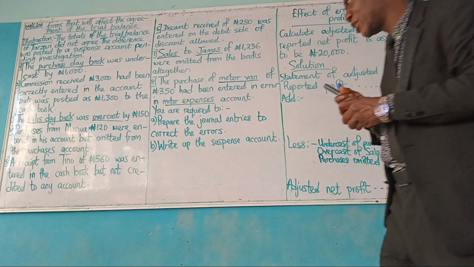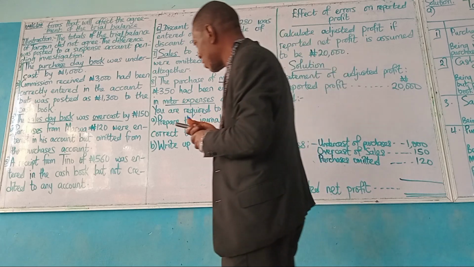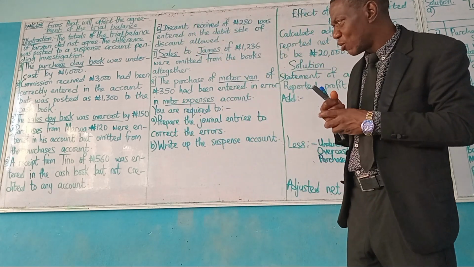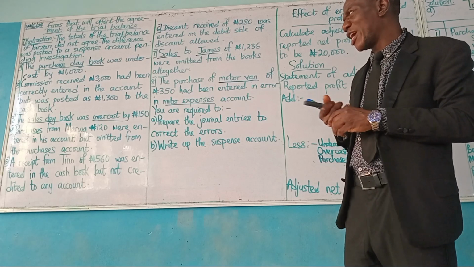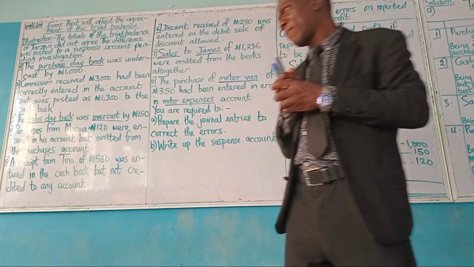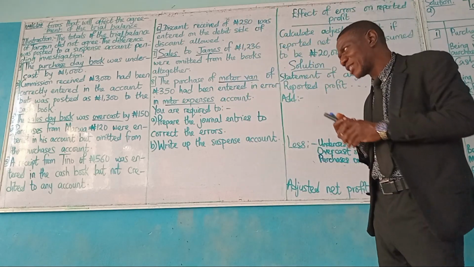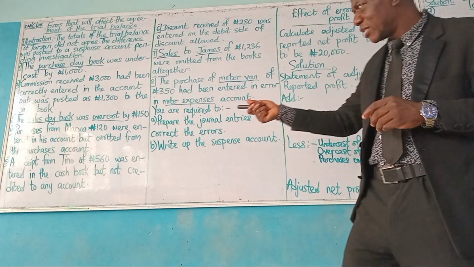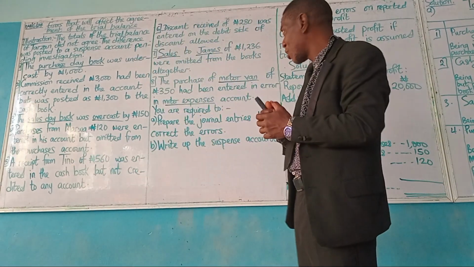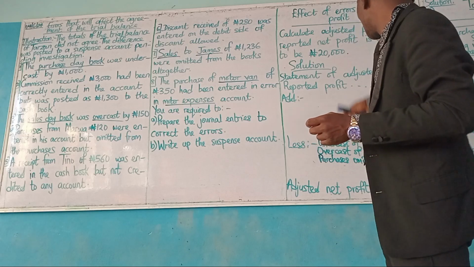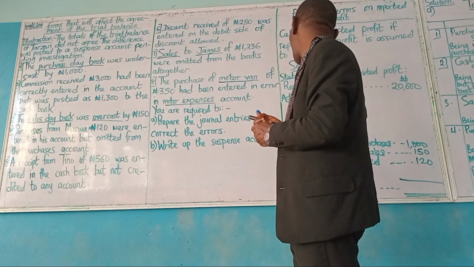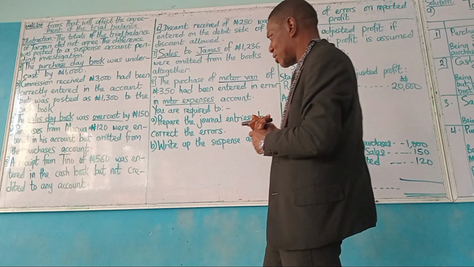A receipt from Tino of 560 was entered in the cash book but not credited to any account. Now, a receipt, that is we receive cash from Tino. If we actually receive cash from Tino, it means that cash account is receiving. Then it says was entered in the cash book, which means there was no mistake in the cash book. And the cash book is not an item in the trading account and not an item in the profit account.